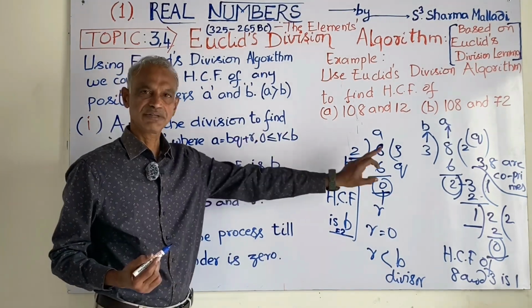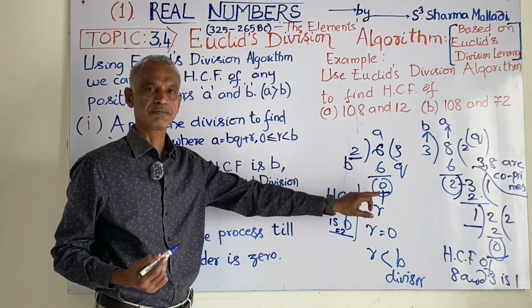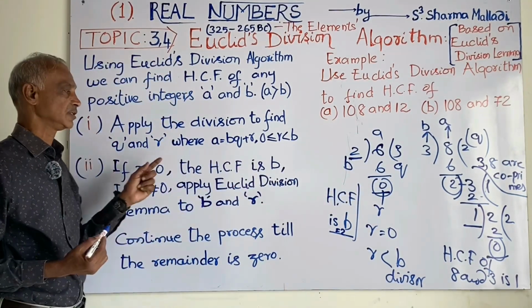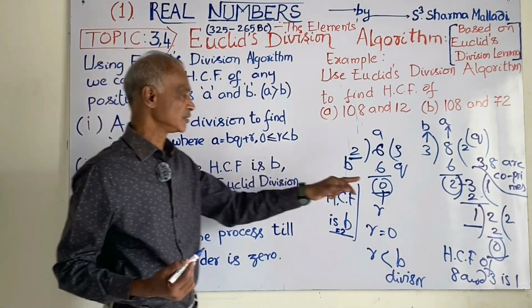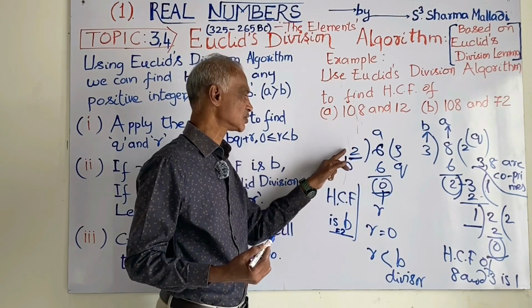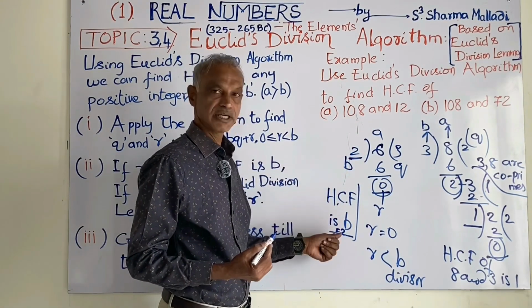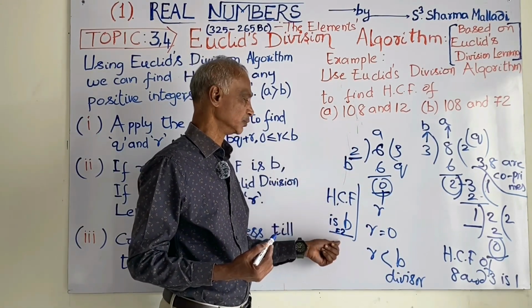I have divided 6 with 2. You are getting remainder as 0. If R is equal to 0, the HCF is B. R is equal to 0, so you got HCF is 2. In this case, the HCF of 6 and 2 is 2.